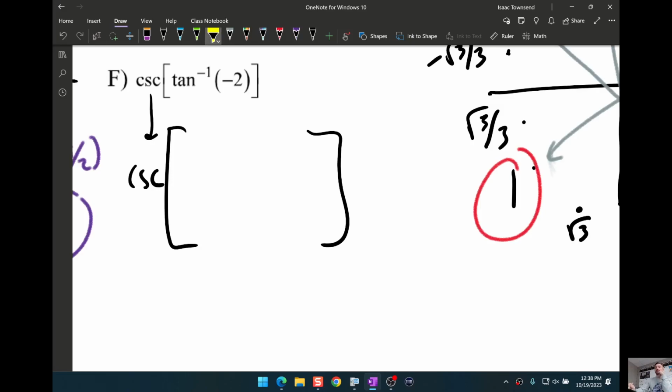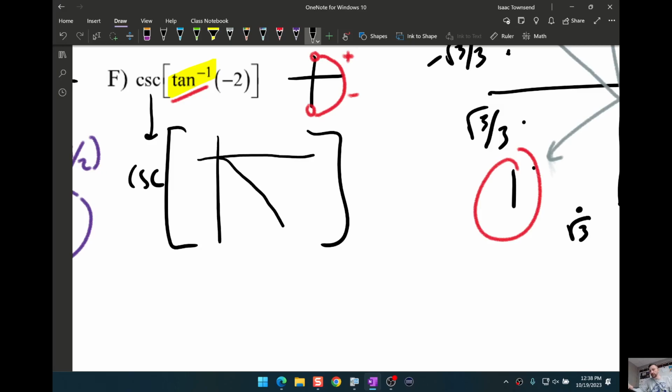Now, I need to sketch my triangle correctly, so let's put some thought into inverse tangent. What quadrants does inverse tangent care about? 1 and 3. Or, 2. Not 2 either. 1 and 4. Like that. So, in quadrant 1, tangent's positive, and in quadrant 4, tangent's negative. So if this was inverse tangent of something positive, I would want to make my triangle look like it's in quadrant 1. But this is inverse tangent of something negative, so I need to put it down in quadrant 4.